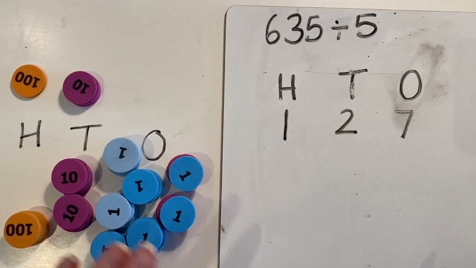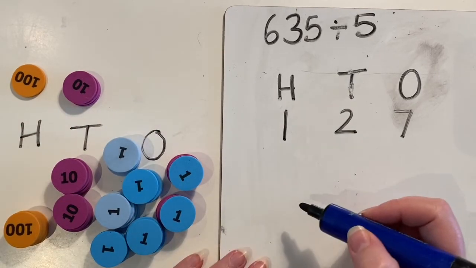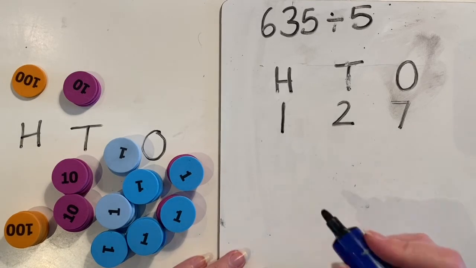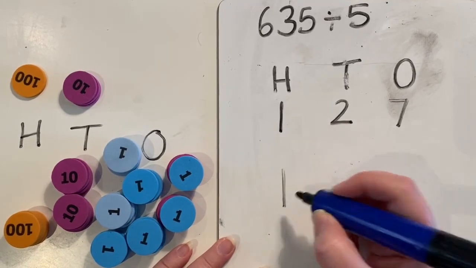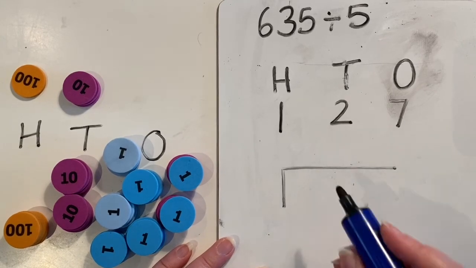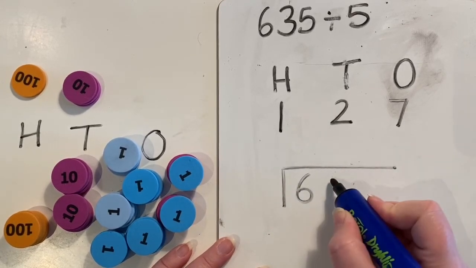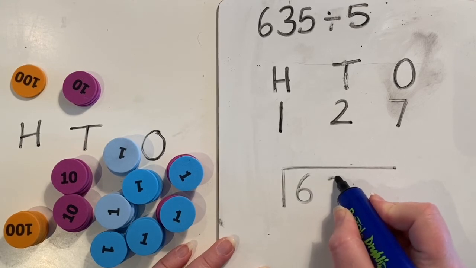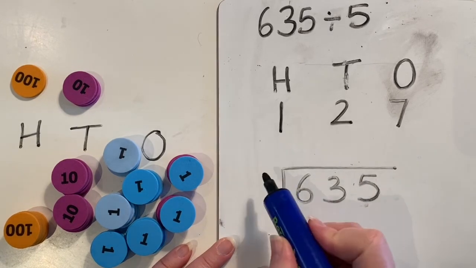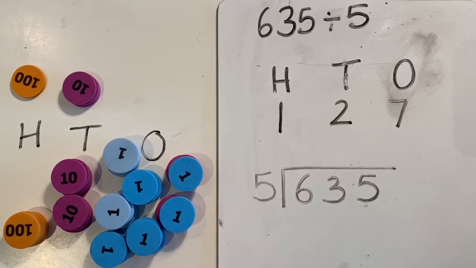Okay, so that's showing you how it works with the place value counters. What I'm now going to do is use this same calculation to show you how it would work with the bus stop method. And it's called the bus stop method because it sits inside a bus stop like this. You put the dividend inside, and I remember as dividend sounds like it's got the word in it, so it goes inside. And then outside the bus stop, you put the divisor, which is 5.